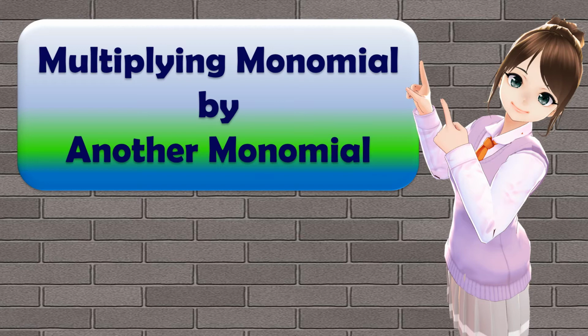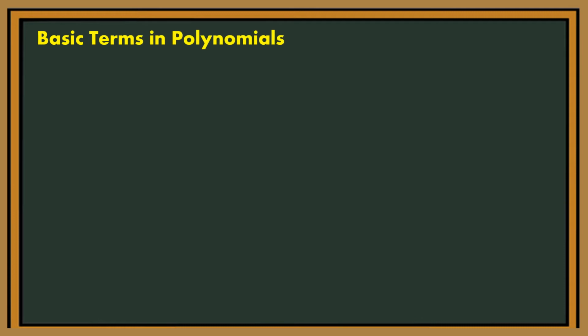Now I'm going to discuss multiplying a monomial by another monomial. Let us review first the basic terms that we use in polynomials. I have here an example of a polynomial, 2x squared plus 4y minus 5. x and y here, we call them variables.